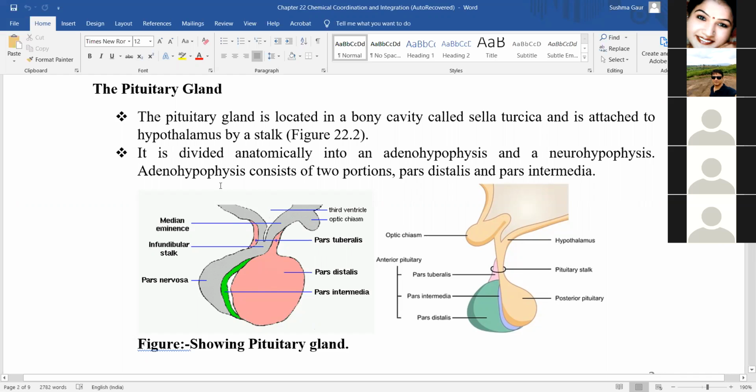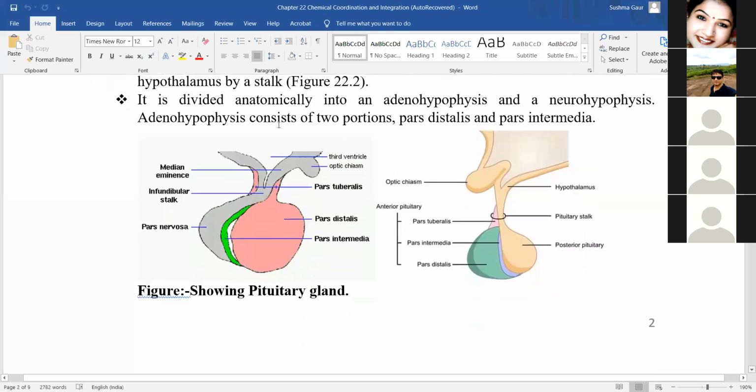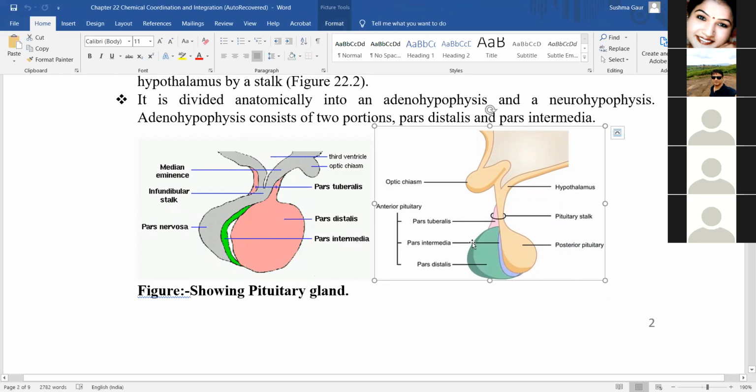Okay. Now anatomically it is divided into two portions, adenohypophysis and neurohypophysis. So what are the parts involved in the adenohypophysis? It involves two portions known as pars distalis and pars intermedia. So this is pars distalis, and this is pars intermedia. They are the parts of the adenohypophysis.